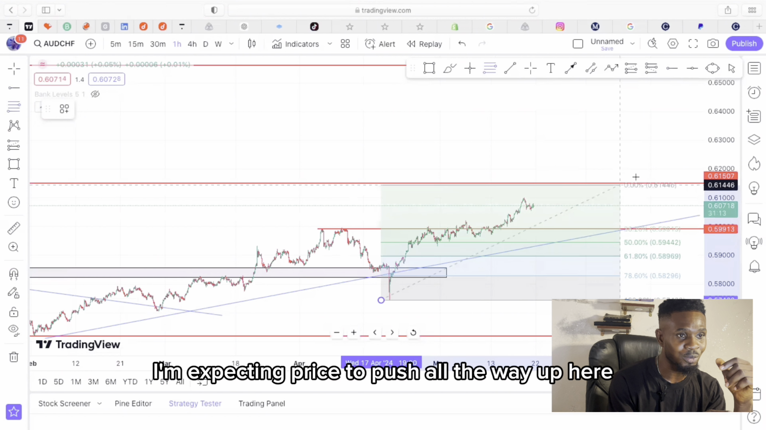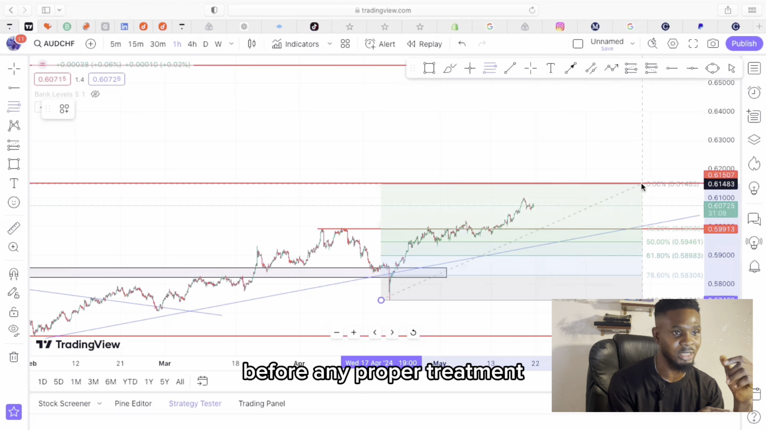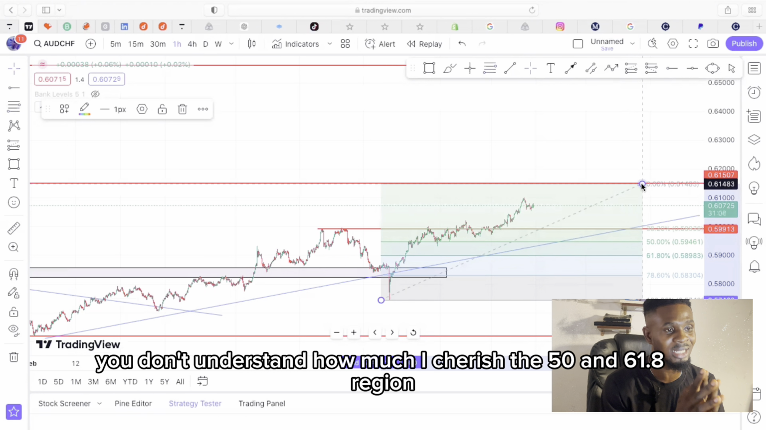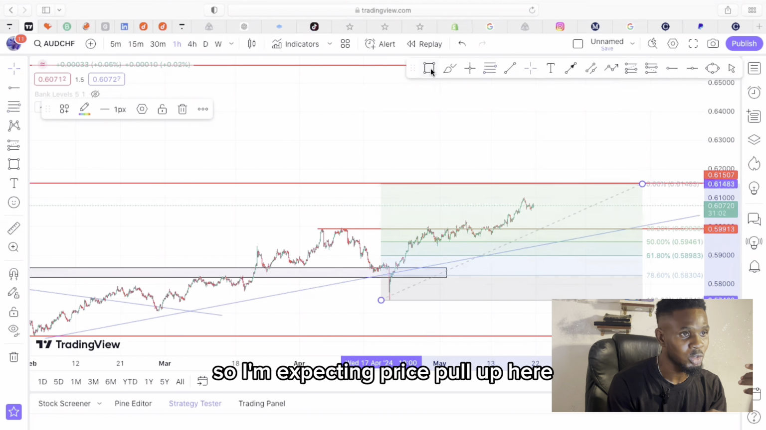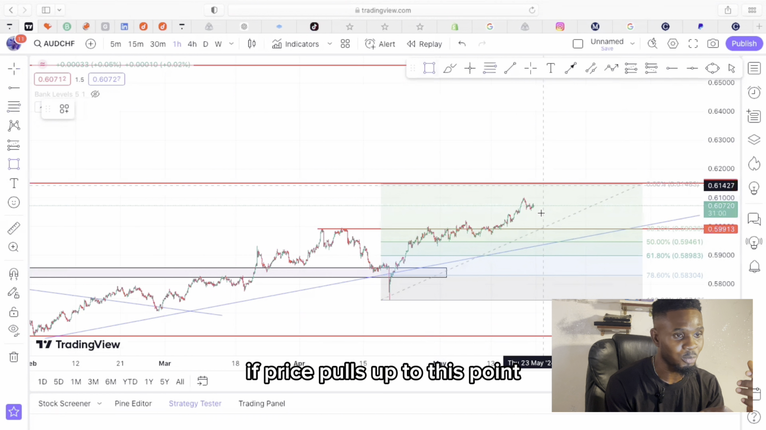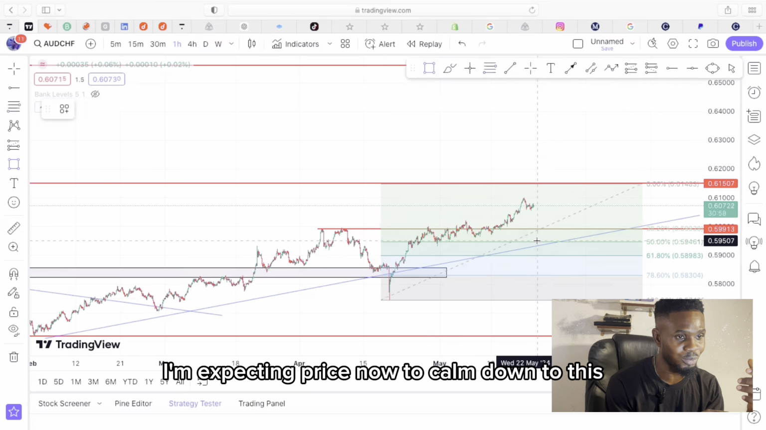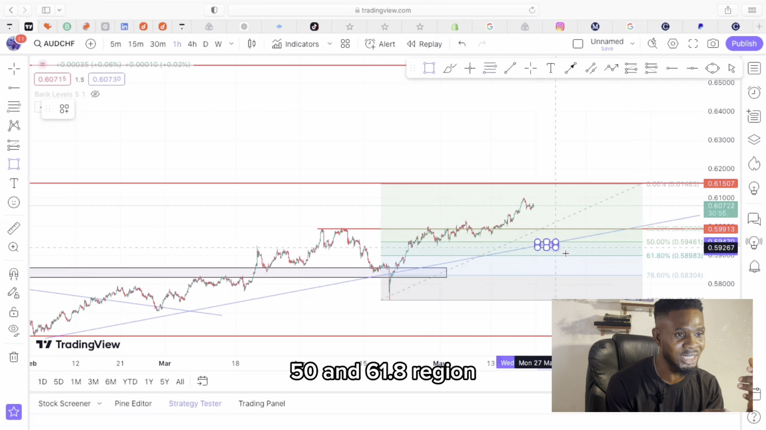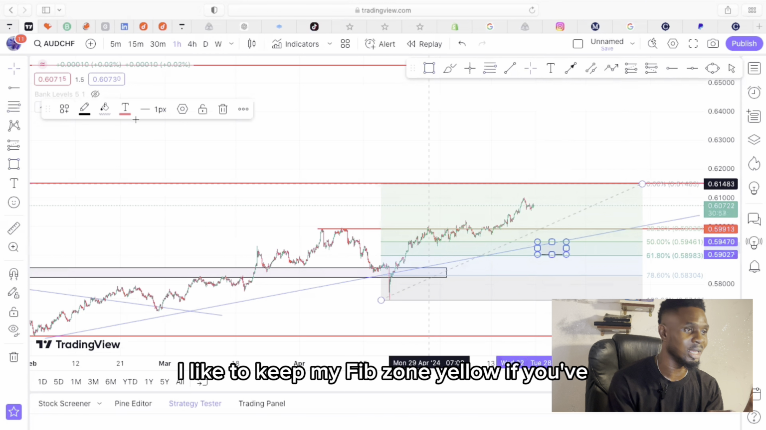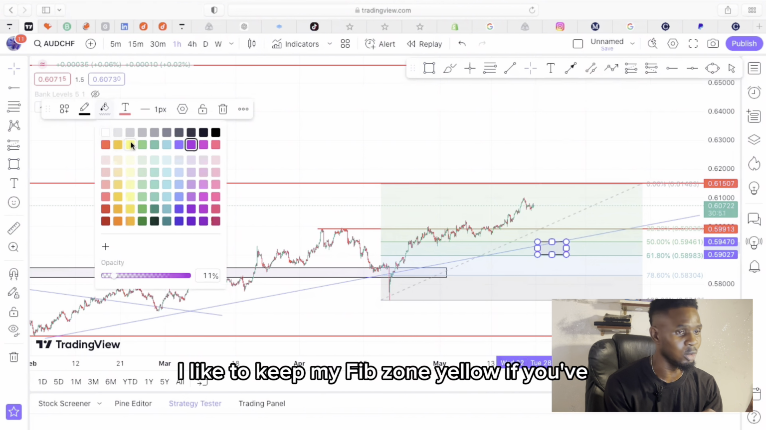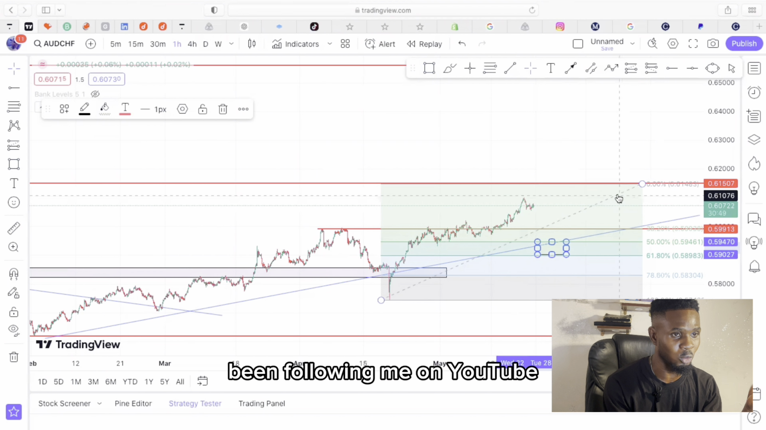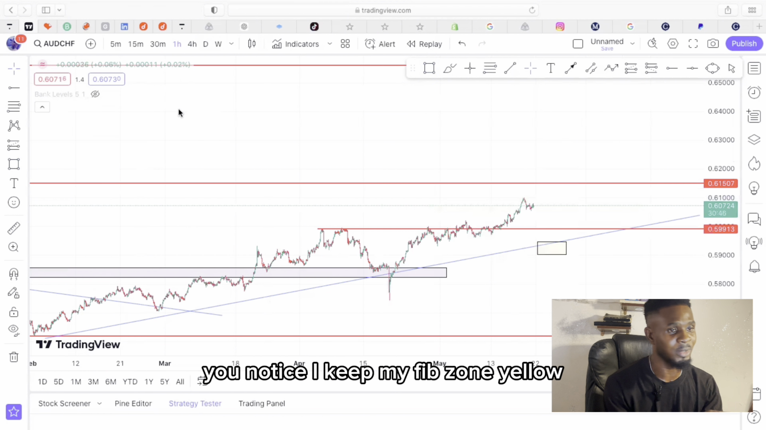So I'm expecting price to push all the way up here before any proper retracement. And in my Fib video, you would understand how much I cherish the 50 and 61.8 region. So I'm expecting price to pull up here. If price pulls up to this point, I'm expecting price now to come down to this 50 and 61.8 region. I like to keep my Fib zone yellow. If you've been following me on YouTube, you'd notice I keep my Fib zone yellow.